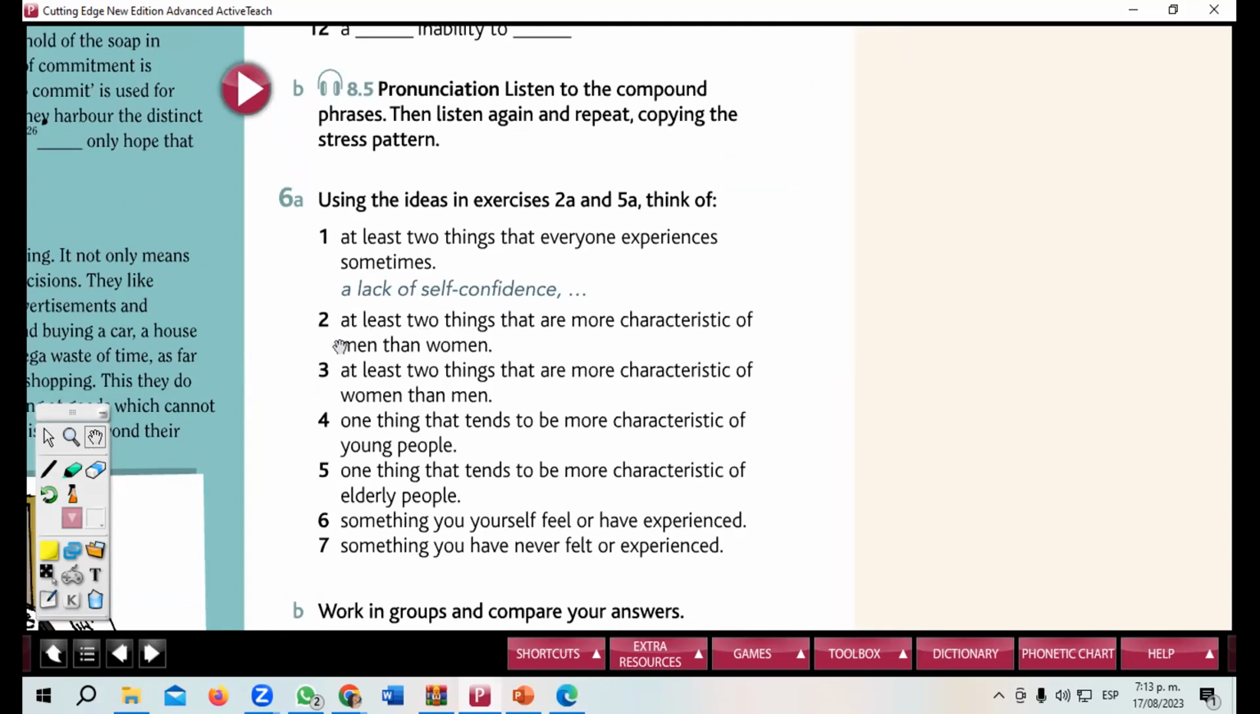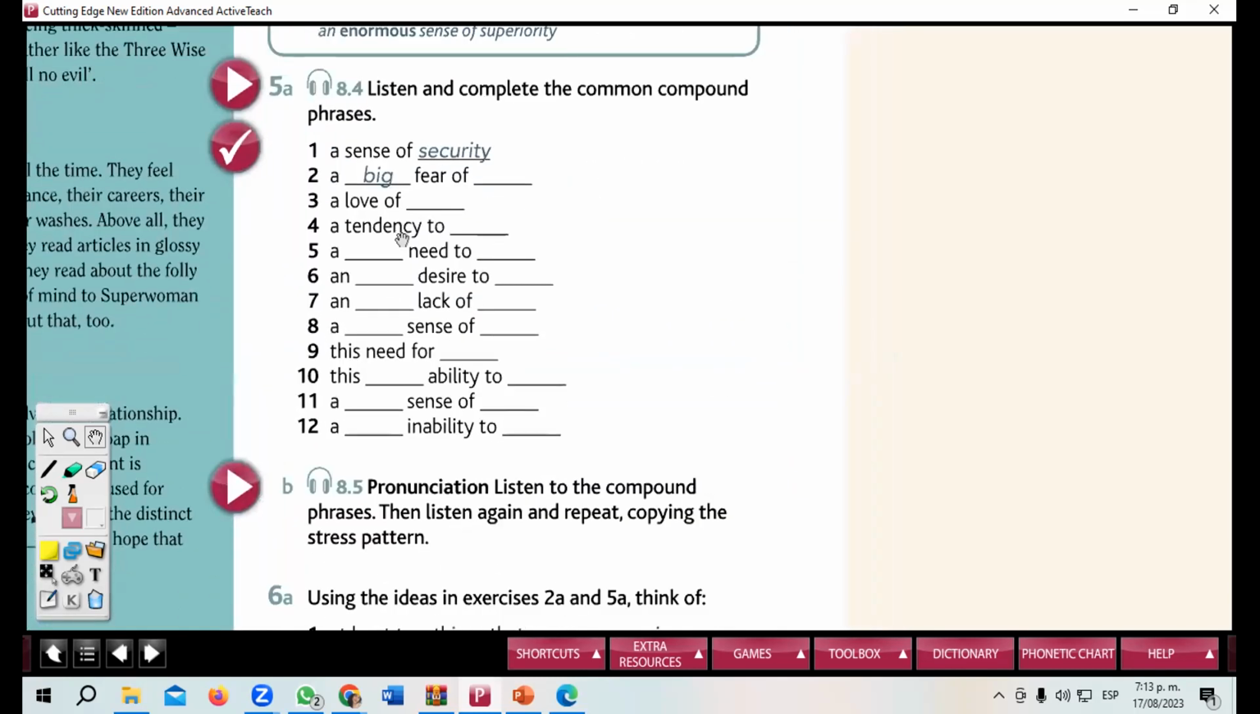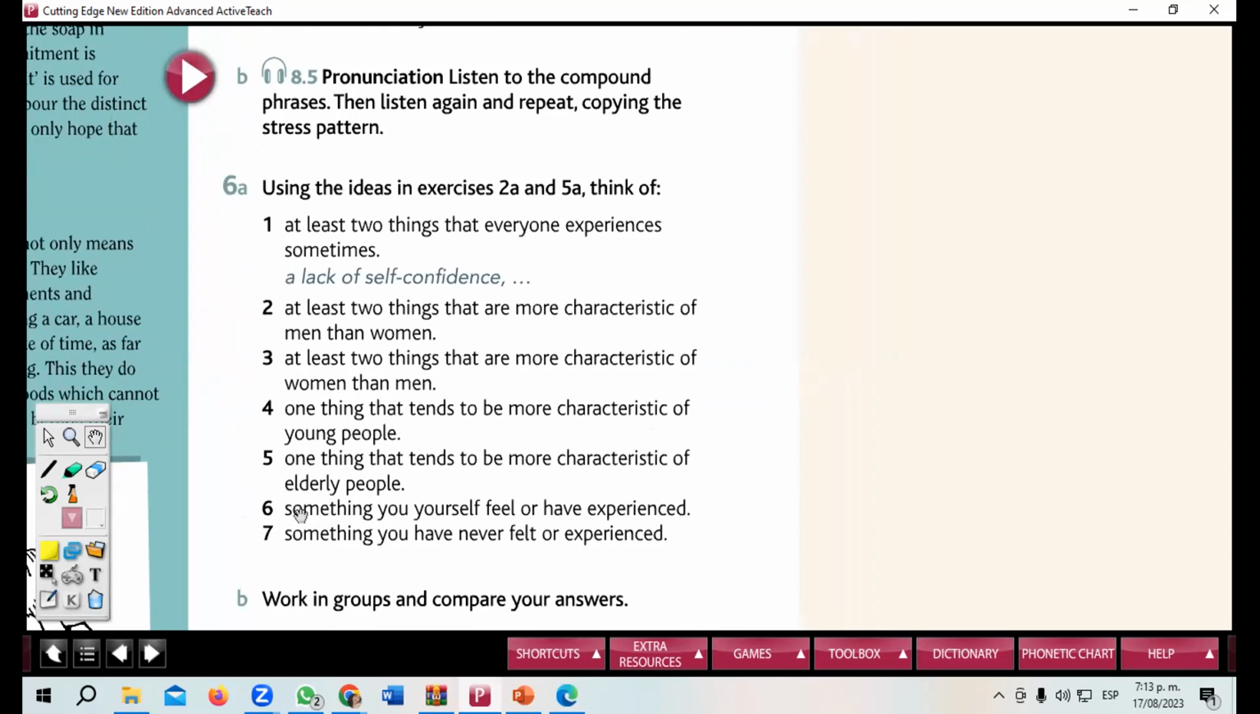A thing that everyone experiences sometimes. At least 2 things that are more characteristic of men than of women. Now, the contrary, at least 2 things that are more characteristic of women. Number 4, one thing that tends to be more characteristic of young people. And on the other hand, things that are more characteristic of elderly people, from this vocabulary that we just studied. And something that you yourself have felt or experienced, or something that you have never felt or experienced.